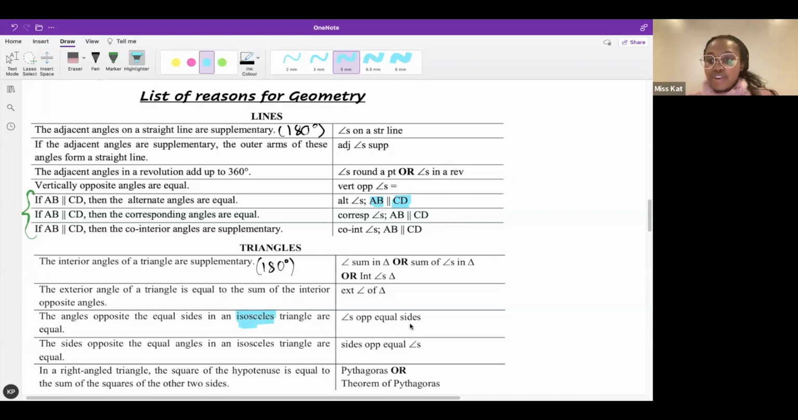If they gave you equal sides, you use angles that are opposite equal sides because you know the sides are equal. But if they gave you equal angles, you say sides that are opposite equal angles. And then in a right angle triangle, remember, we use the theorem of Pythagoras. I hope you guys are happy with your list so far.